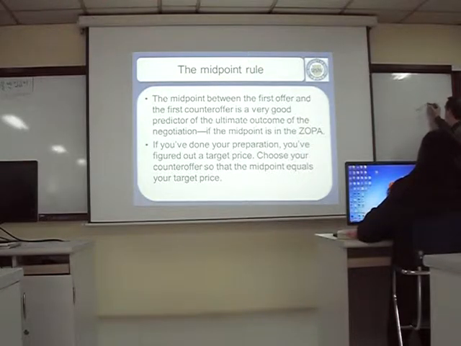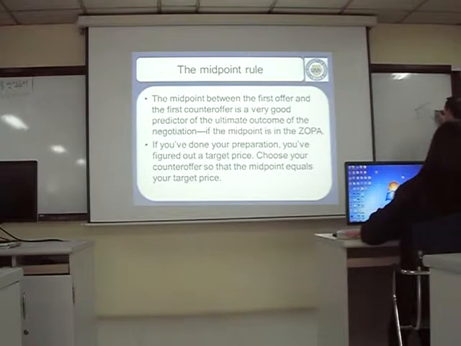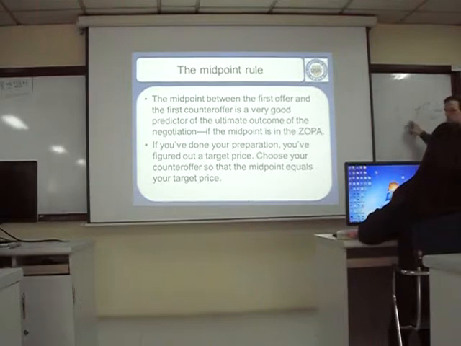This is your target price and their offer. Their first offer is 30. This is your target price. So you're going to say 10, right? Your first offer. So that's the midpoint rule. Okay, you don't say 15 or 19.